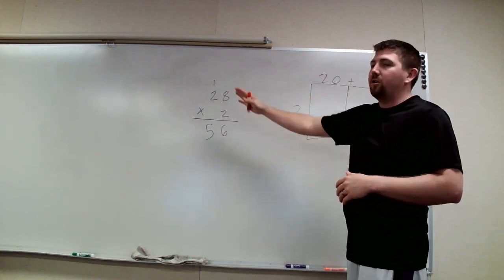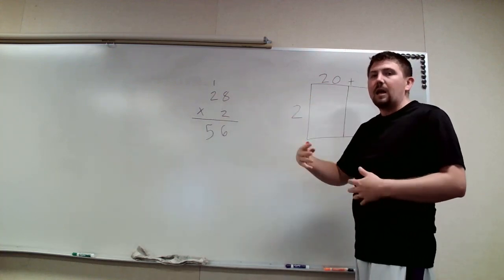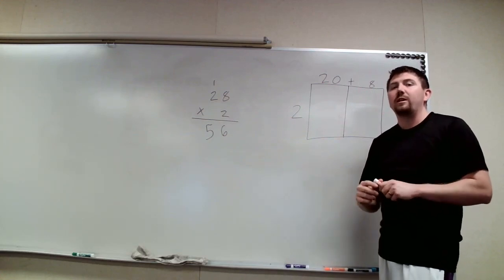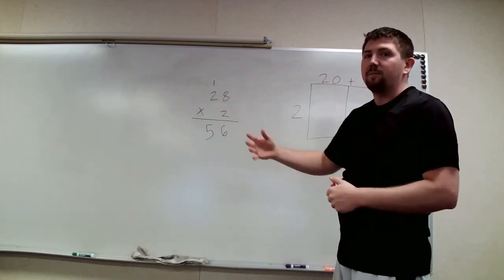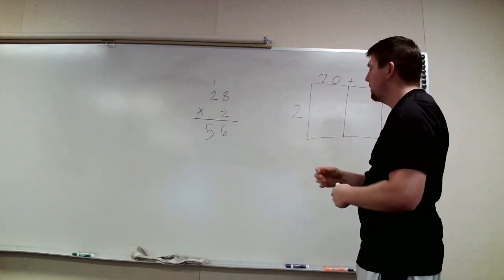Why did you do that? Why did you go to the ones place, now the tens place? And that just gets further driven home when you get into multiple digits and them doing it. Like, why am I going over there and stuff? Let's teach them the why.